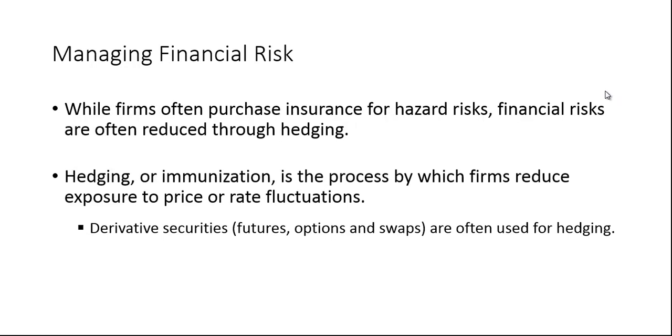Managing financial risk. While firms often purchase insurance for hazard risks, financial risks are often reduced through the concept of hedging. Hedging, or sometimes known as immunization, is a process by which the firm reduces exposure to price or rate fluctuations. And they usually do this using some sort of derivative securities. Those would be things like futures, options, and swaps.